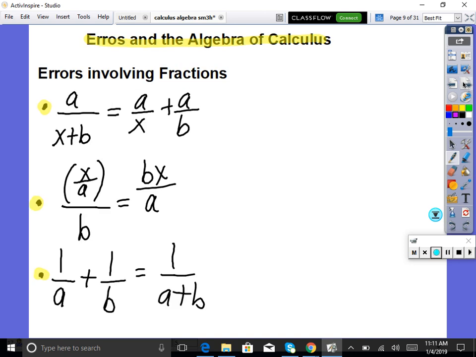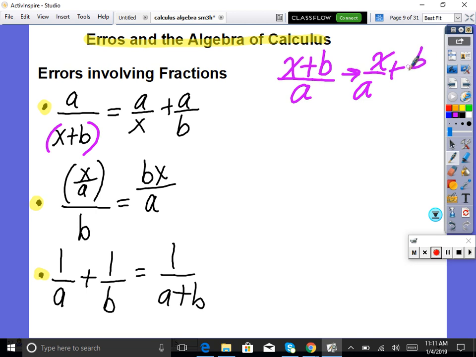Okay, next thing is errors involving fractions here. People think you can split apart a denominator. X plus b is a factor that cannot be split apart. If this was opposite, you can split apart numerators, but you cannot split apart a denominator. So if we reverse this and had x plus b over a, it is appropriate to do x over a plus b over a. Does everybody see? It is not, however, appropriate to split apart a denominator.